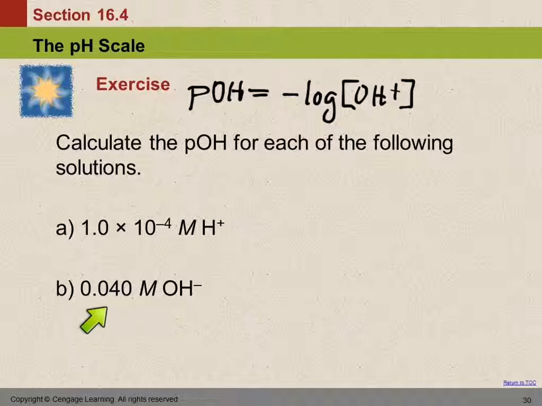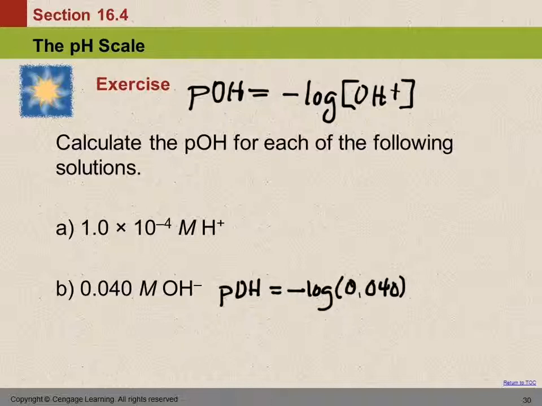The one down here on the bottom is the easiest one, right? Because they gave us hydroxide ion concentration. So here, pOH will equal the negative log of that number. So the pOH is 1.4. I just took the negative log of 0.04.